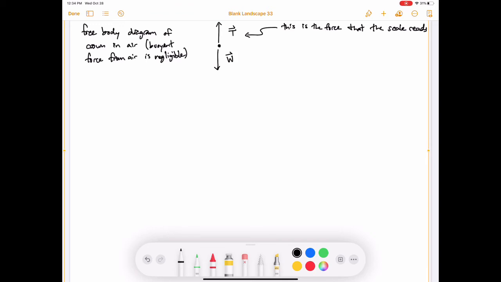So if we do F equals ma in the y direction for the crown, in this situation, we have net force in the y direction equals m times a_y, Newton's second law. So we have tension going up, weight going down. So we have T minus W equals 0 because the crown is not moving. So here, T is equal to W, meaning the scale actually is reading the correct weight.